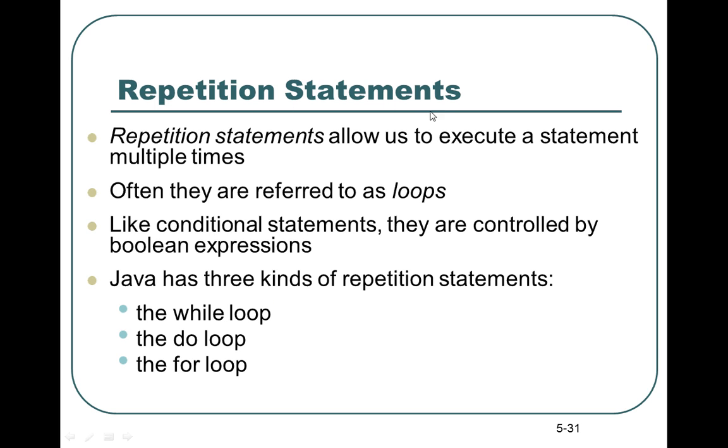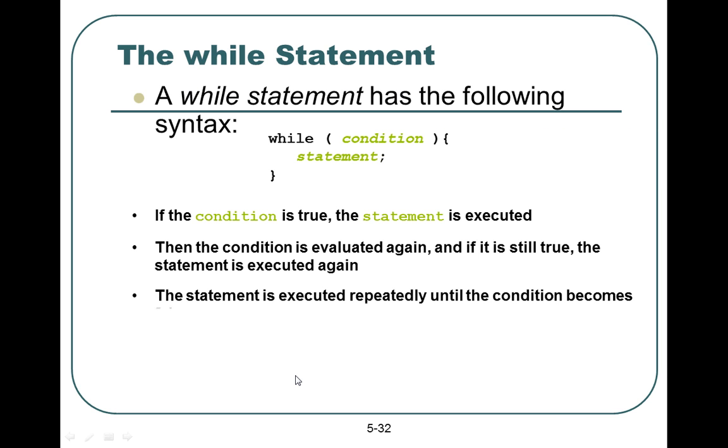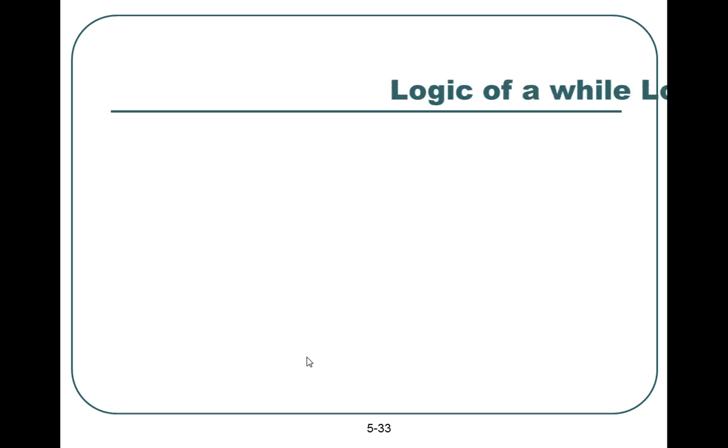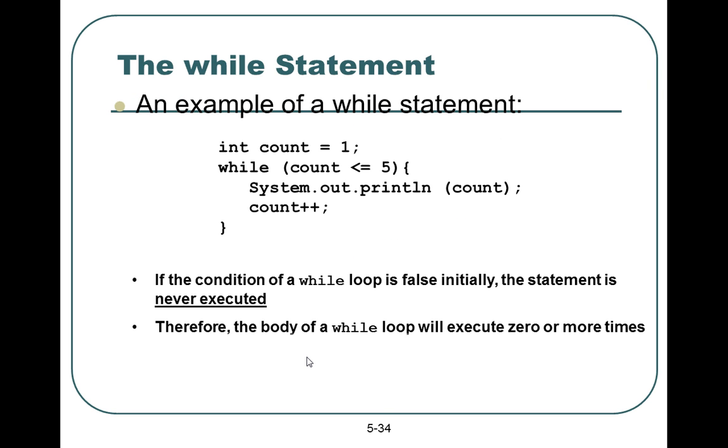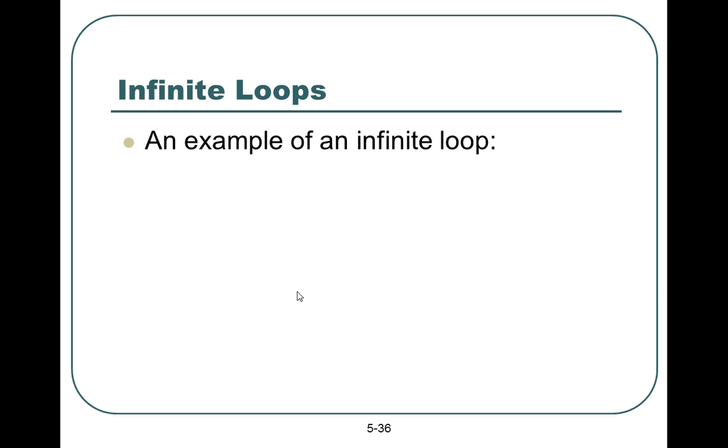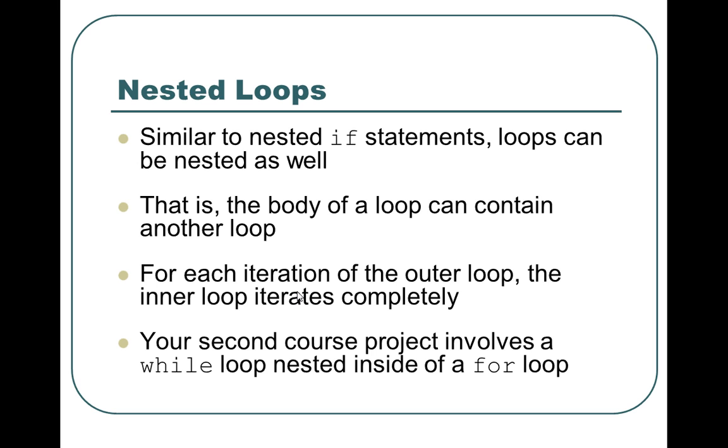What are the repetitive statements available in any programming language? There are three kinds of repetitive statements: while loop, do loop, and for loop. This is the syntax for the while loop. This is the logic of a while loop. Then this is an example of a while loop. There are also infinite loops. This is an example of an infinite loop.